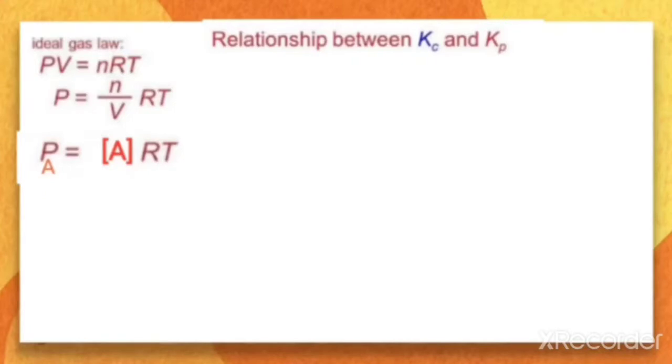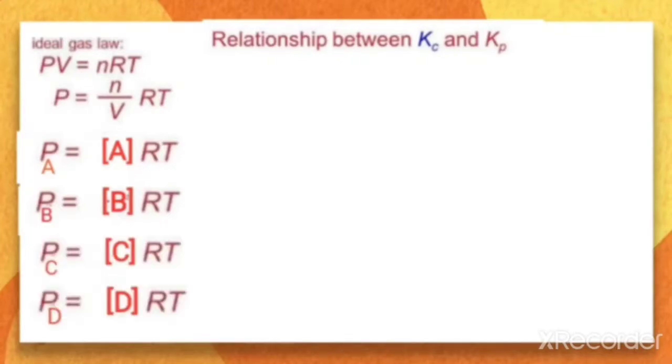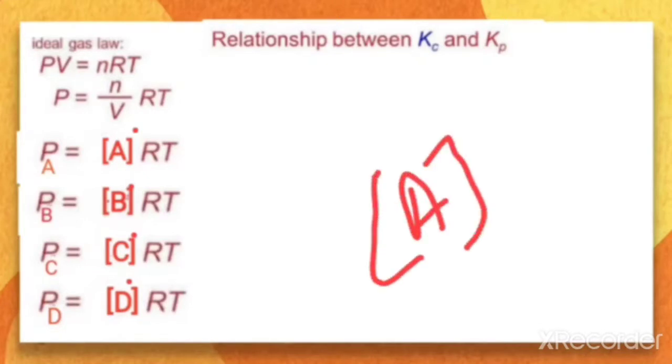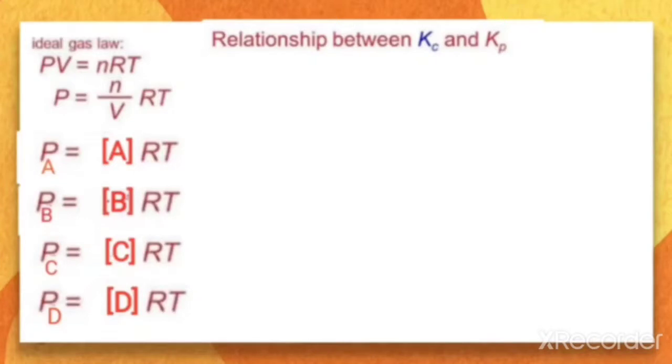Similarly, we will be writing for PB, that is the partial pressure of B gas, can be written as PB is equal to the concentration of B times RT. Similarly, we can write for C and D also, that is PC is equal to [C]RT, PD is equal to [D]RT. Here the concentrations of A, B, C, D are represented using square brackets, so it shows that it is the concentration of A. So we got the partial pressures of A, B, C and D in this way.